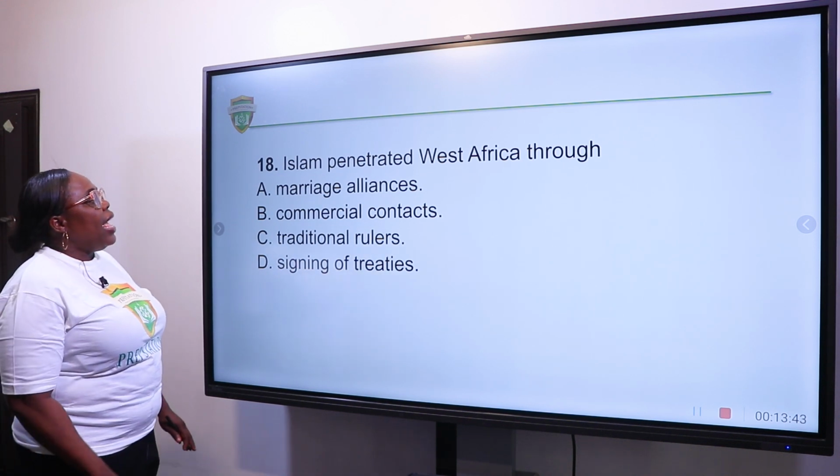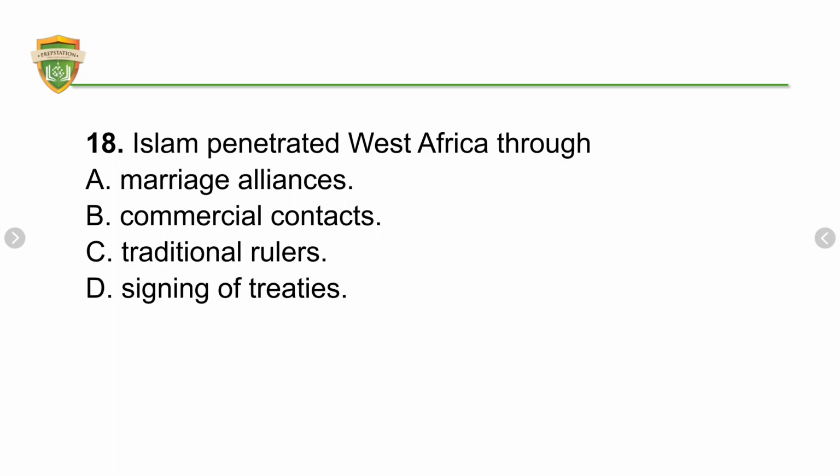18. Islam penetrated West Africa through dash. The answer is what? B. The answer is B, commercial contacts. Remember I said it's through the trans-Saharan trade, through the deserts. Please take note of this.